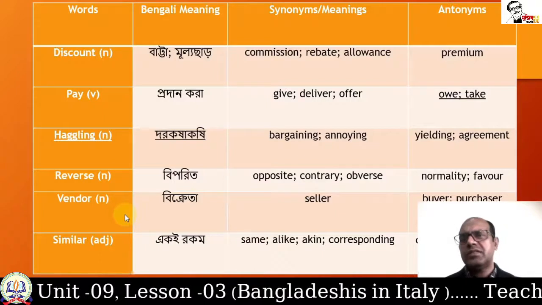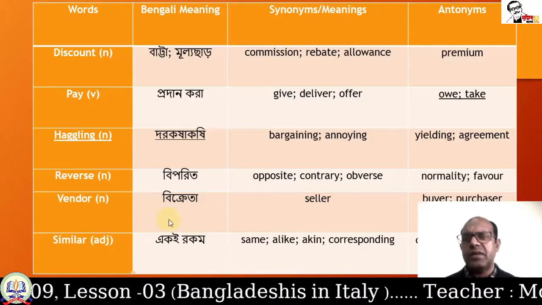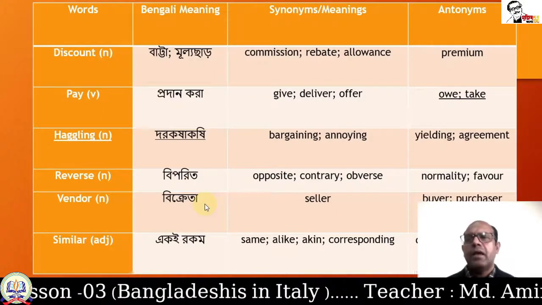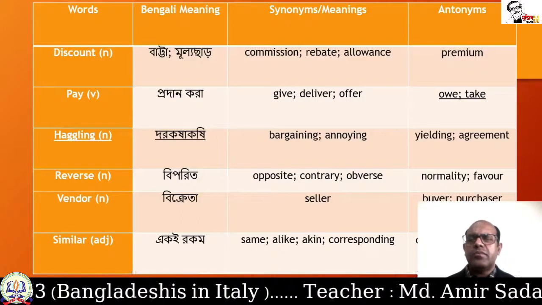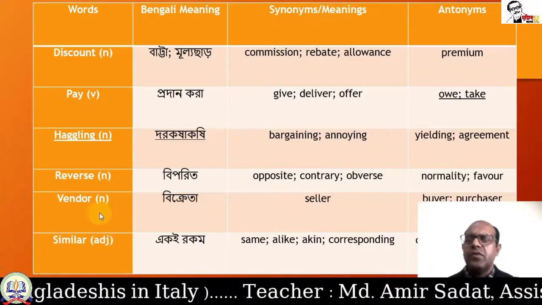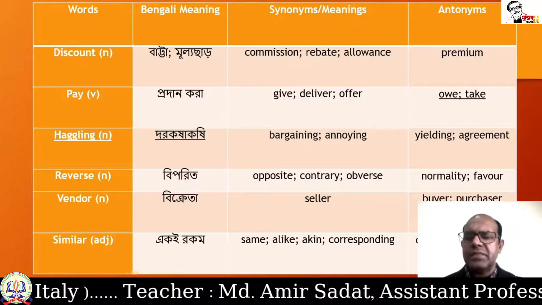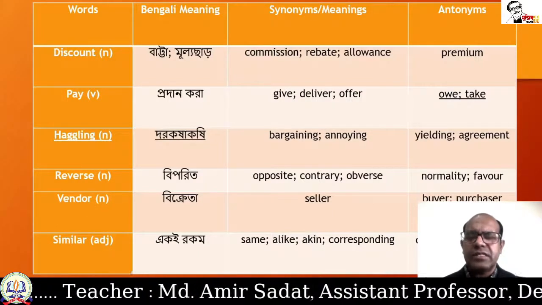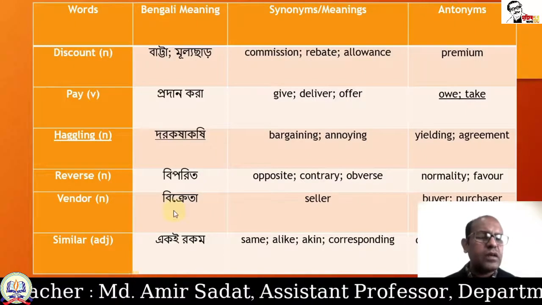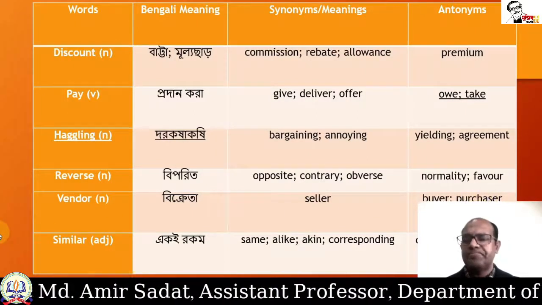Vendor. Vendor is a noun and its Bengali meaning is বিক্রেতা. আমরা মাঝে মাঝে বলি বিক্রেতা. So here vendor is the main thing. Vendor means বিক্রেতা, and its synonym is seller, and its antonyms are buyer or purchaser.